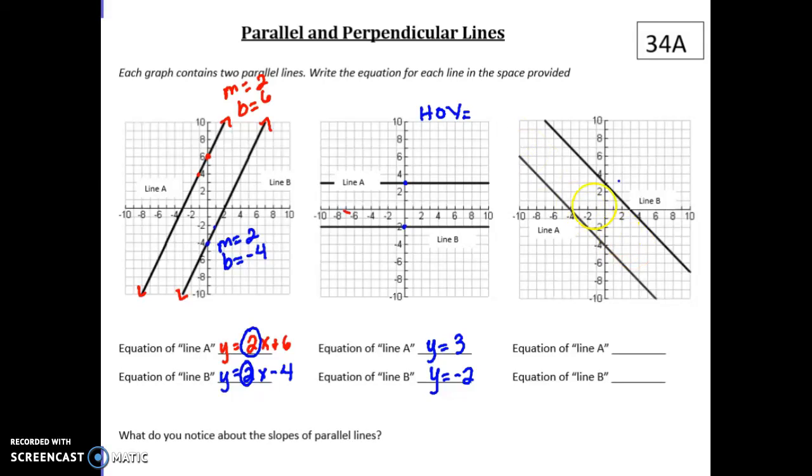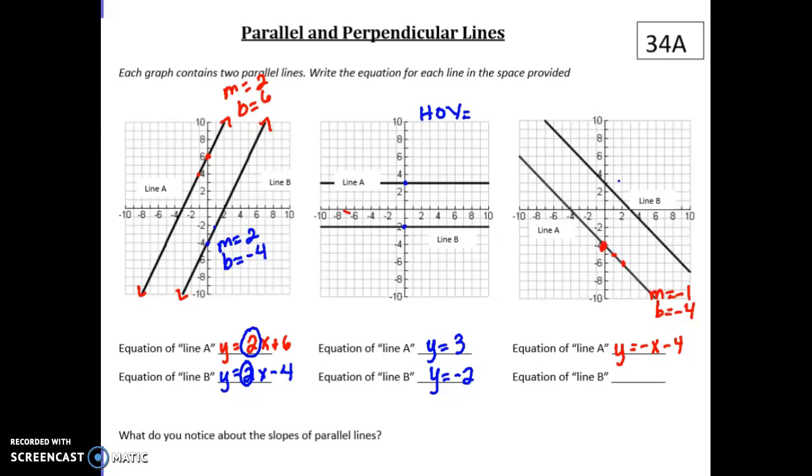Now I'm looking at two lines and they're both negative slopes. If I look at line A, my y-intercept is -4. So it's right here at -4, so my b is -4. And my slope, if I go down one to the right, is going to be -1. So my equation for line A is going to be y equals -x minus 4.